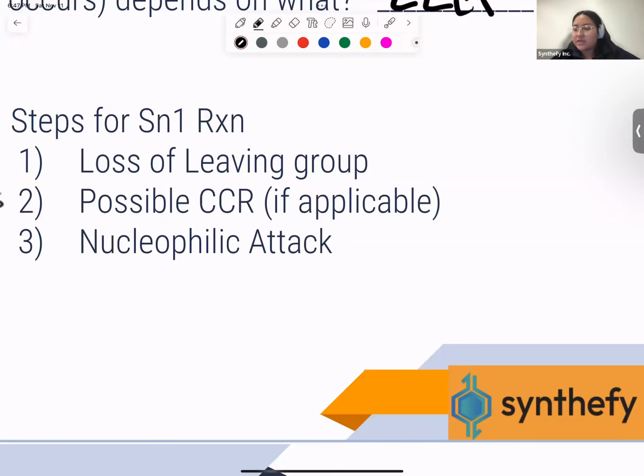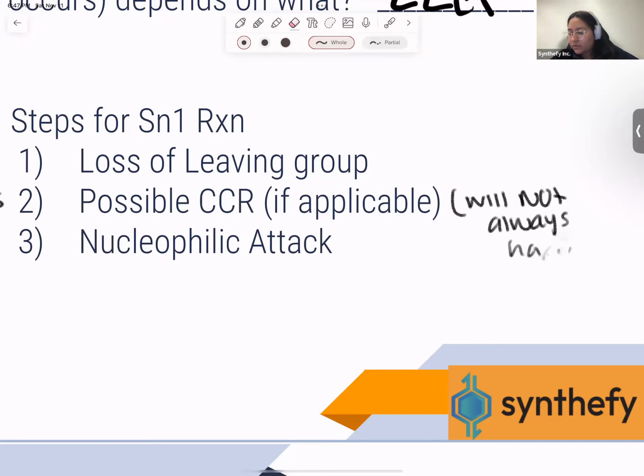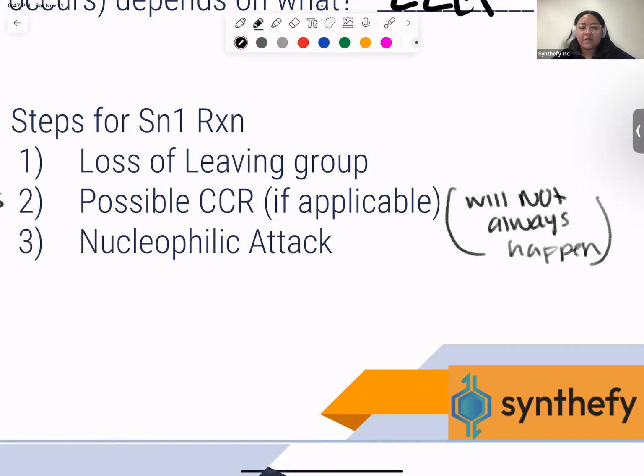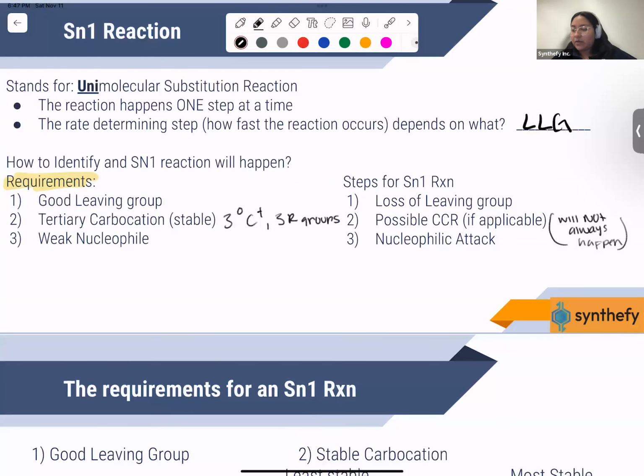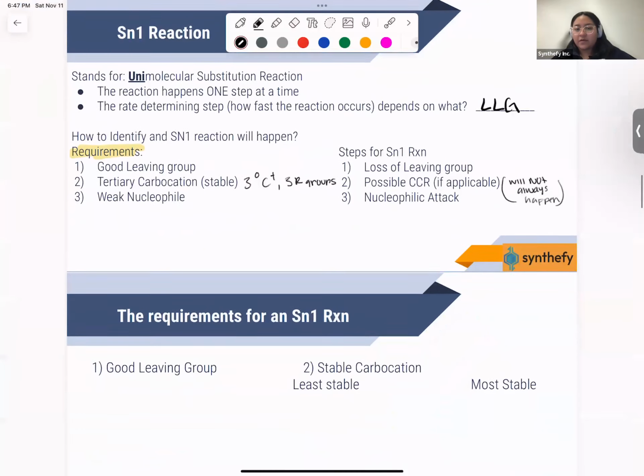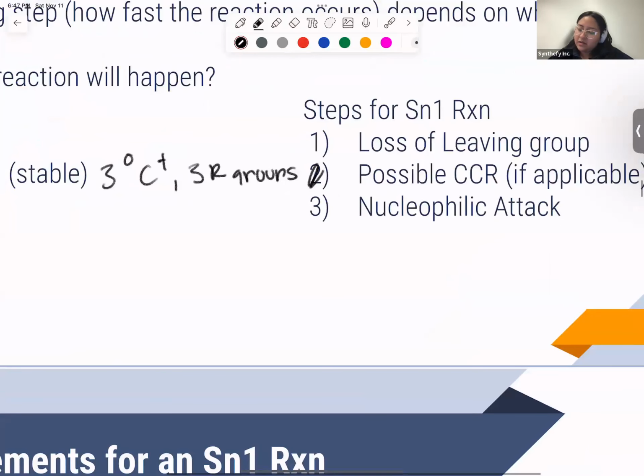Steps for an SN1 reaction are as follows: loss of leaving group, possible carbocation rearrangement, if applicable. It's not always the case. It will not always happen, but it can. So make sure to look if it can happen, and if it can, it will. That's more favorable. And then lastly, you have your nucleophilic attack. So in reality, this is like step 1.5, and this is step 2.